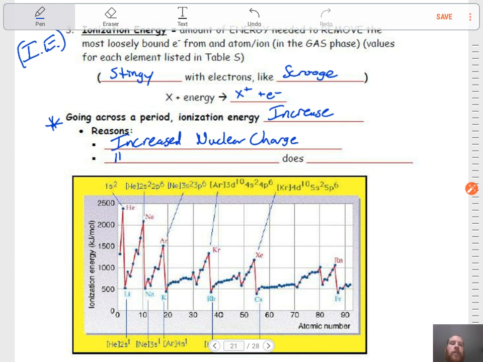All right, so your number of energy levels or your shielding does not increase. Same as electronegativity. So these two trends are very, very similar.